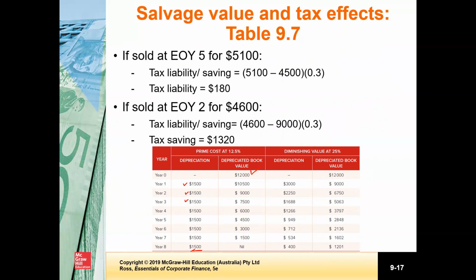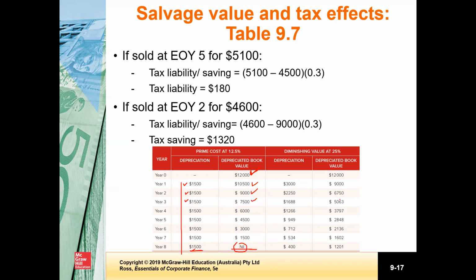As it has an initial value of 12,000 depreciated over 8 years, if you divide 12,000 by 8, you get 1,500. That's your straight line depreciation, and your book value declines every year by the amount of depreciation. You can see that at the end of the asset's life, the book value becomes zero. This is how we calculate depreciation using the prime cost method.